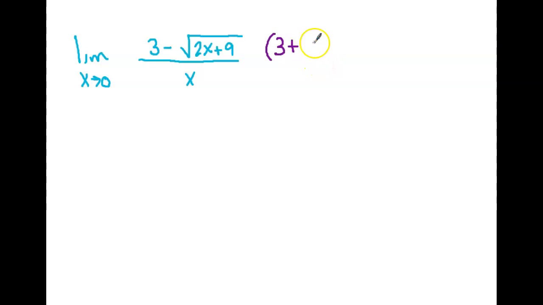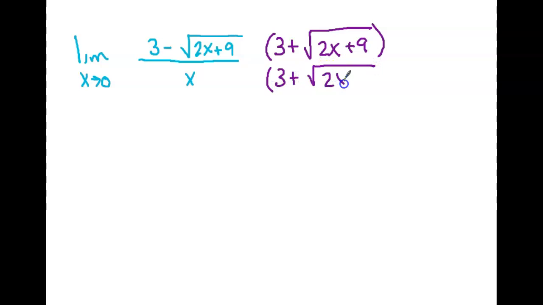So we're going to change the sign of the middle right here. So keep 3, and then the negative turns to a positive. And then just copy the expression that's underneath the radical. And we're going to do that to both the numerator and the denominator. And in essence, what we're actually doing is just simply multiplying by 1, because something over itself is 1.